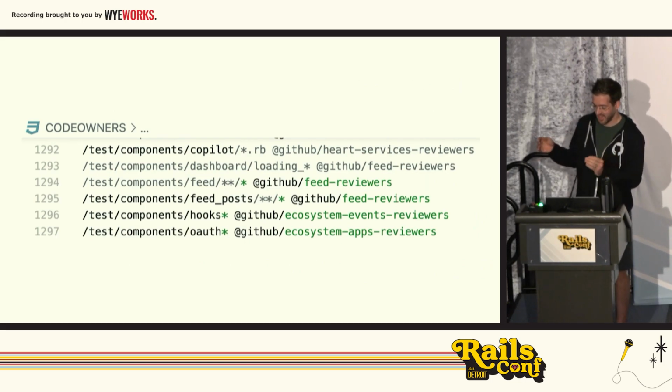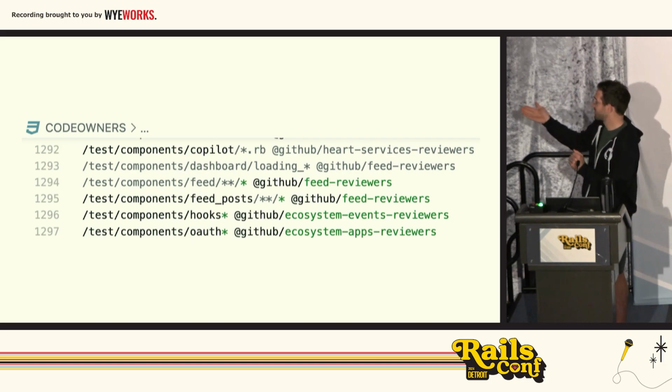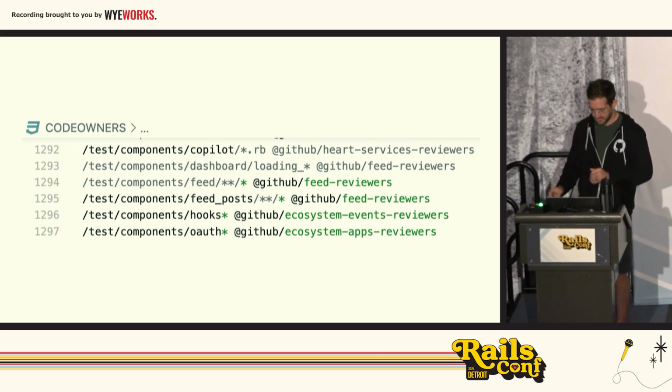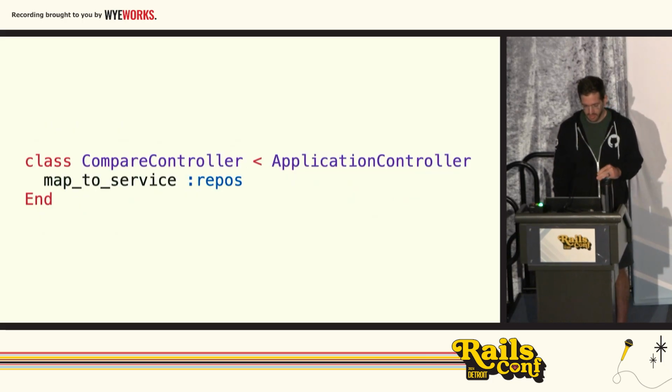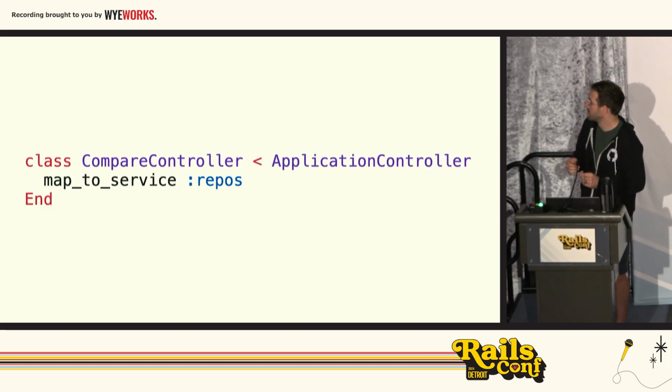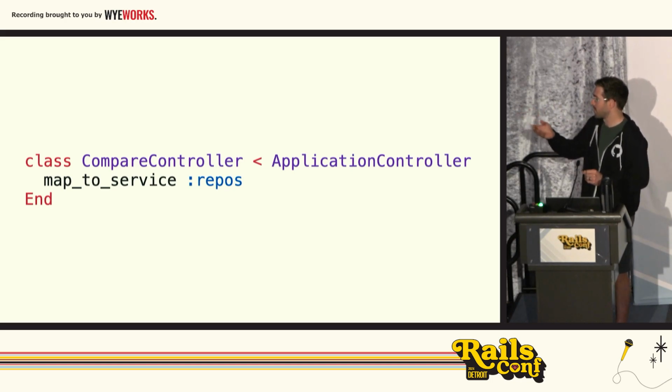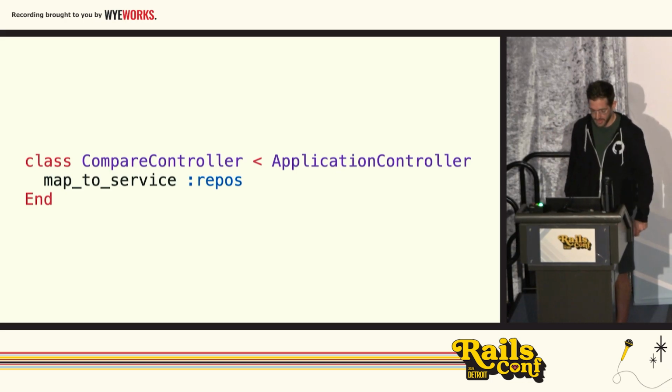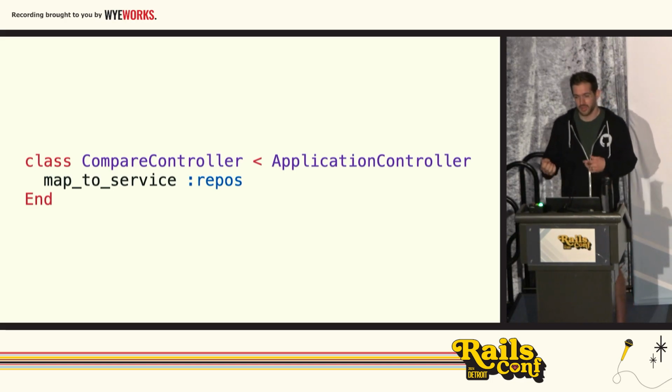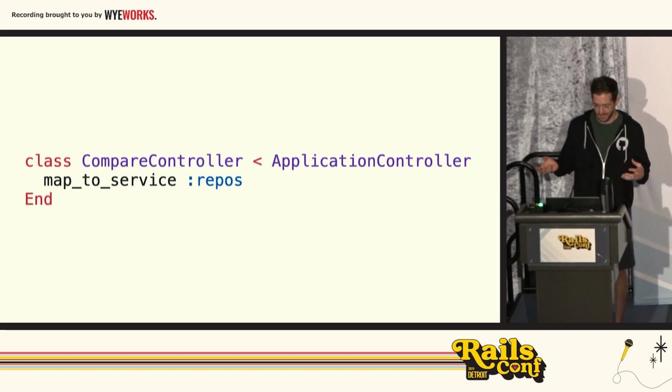So we literally say, okay, that test file in this case goes to the feeds team. And we also do some programmatic mapping. So say, for example, we have a controller, we have a map to service macro that will map, say, the compare controller, which is used when you're doing a comparison for a pull request, to the repos team in this case. The really important thing, from a ship of Theseus standpoint, is that every line of code ends up being owned by a service, not a person.